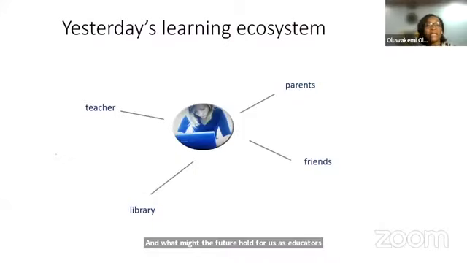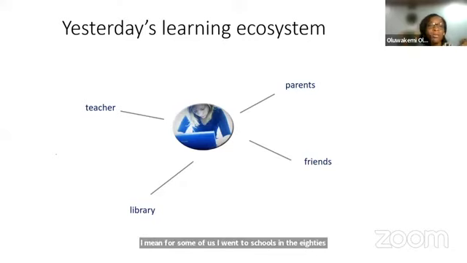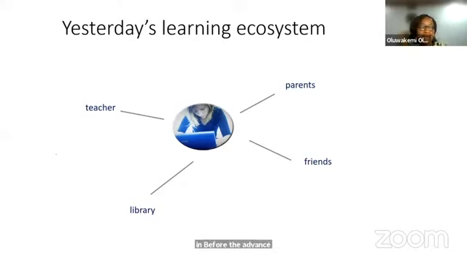One way that is certain that learning has evolved is that our learning ecosystem also has drastically changed. So this is kind of a representation of our yesterday's learning system. Like when I was at the university or even at the secondary school then, I mean, for some of us that went to schools in the 80s and in the 90s, before the advance of internet access and desktop devices, not to talk about even phones.